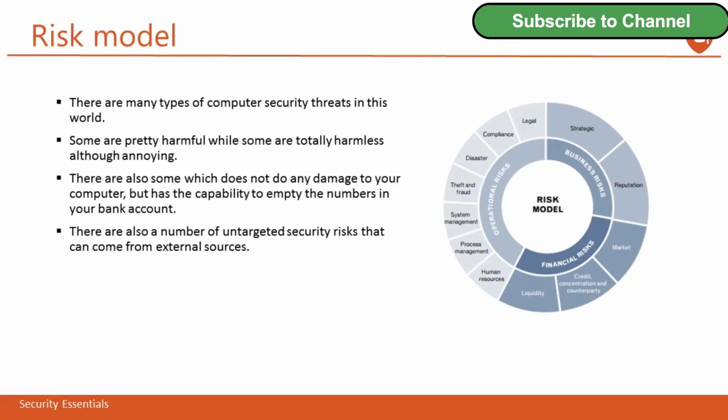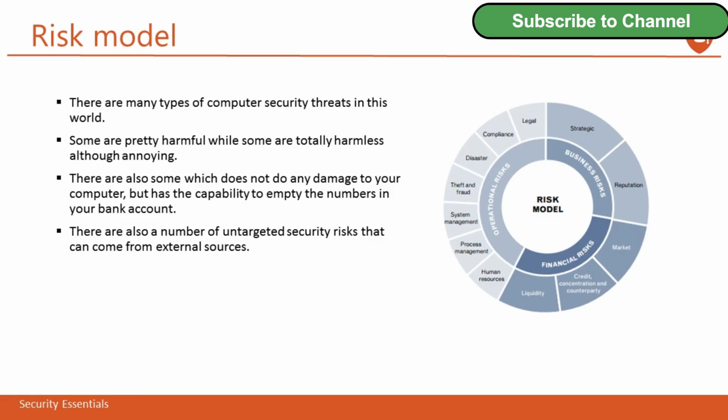Now we have a risk model. This shows the risks that you or your organization can have, how vulnerable, and how you will calculate the risks you have. So there are many types of computer security threats in the world. Some are extremely harmful, while others are harmless, though annoying. There are ones that don't do any physical damage to your computer, but they have the capacity to empty the numbers in your bank account. There are also a number of untargeted security risks that come from external sources. This makes up a complete risk model.